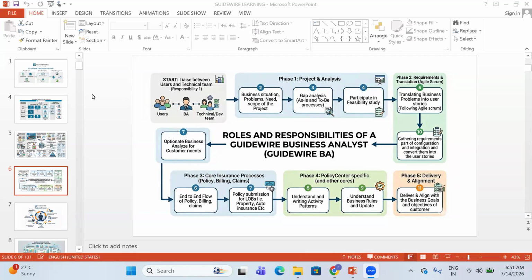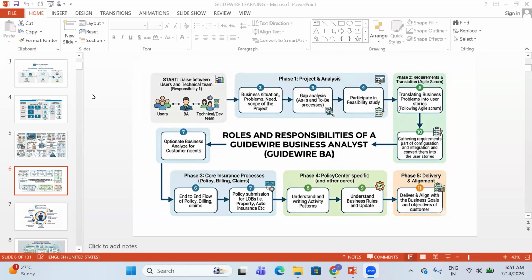Let's say XYZ is an insurance company. They have customers from the insurance sector, and they want requirements only for PolicyCenter, because they want to transform their services to PolicyCenter. They have been using an old legacy policy management system for a long time. Now they are planning to transform themselves into Guidewire. That is what generally happens.